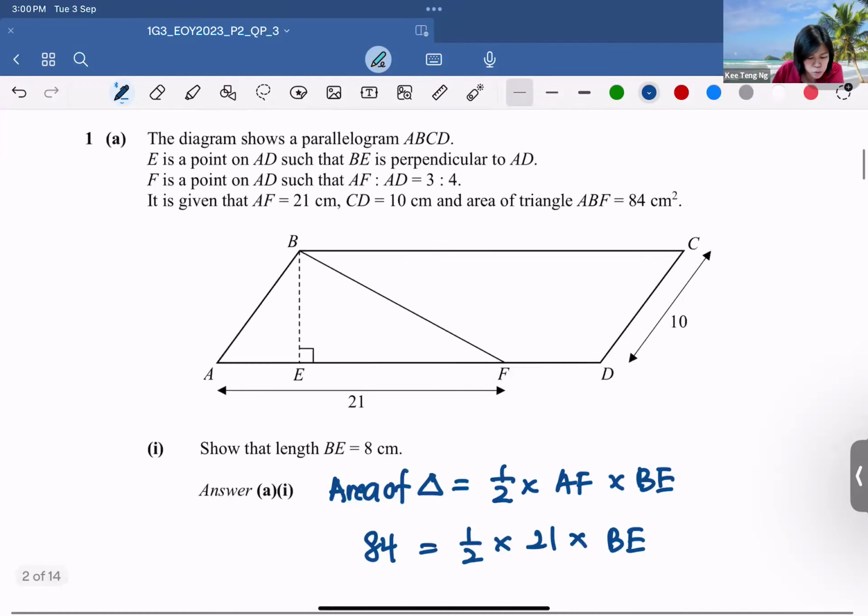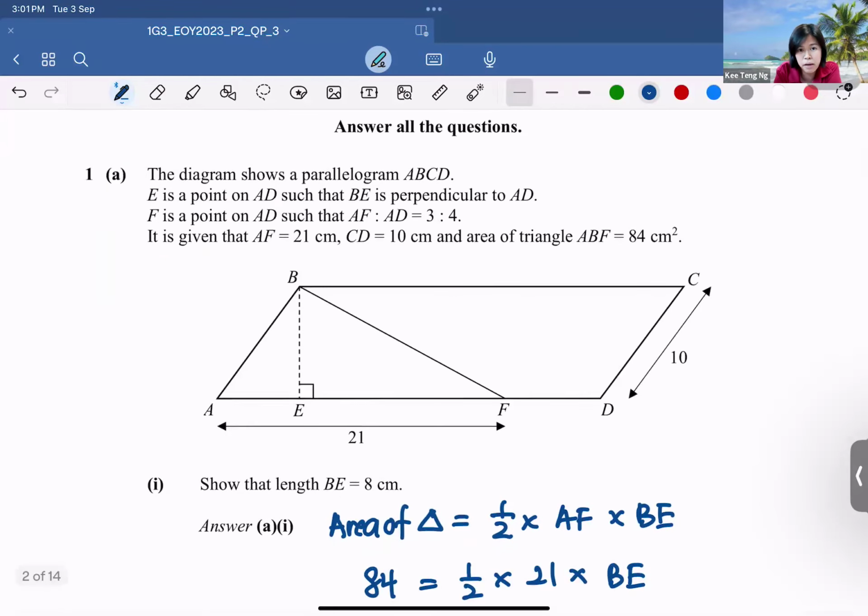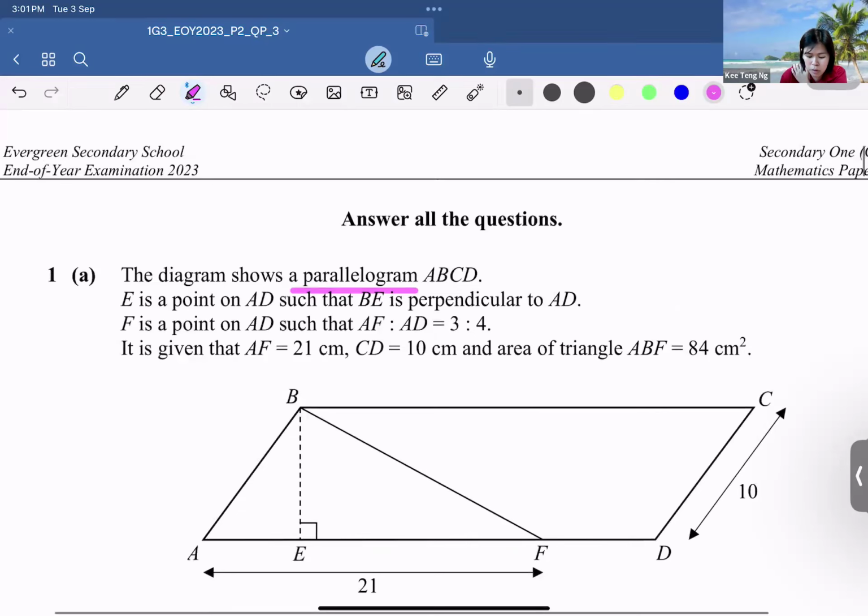Okay, first question over here, the diagram shows a parallelogram. E is a point on AD such that BE is perpendicular. So what is a parallelogram? We need to recall a little bit of the formula for area of parallelogram. Area of parallelogram is given by base times perpendicular height. Maybe we need to use it, maybe not. So it's base times perpendicular height.